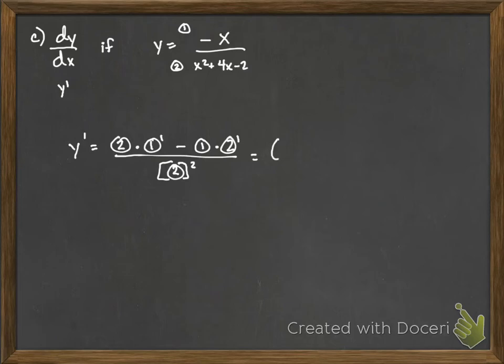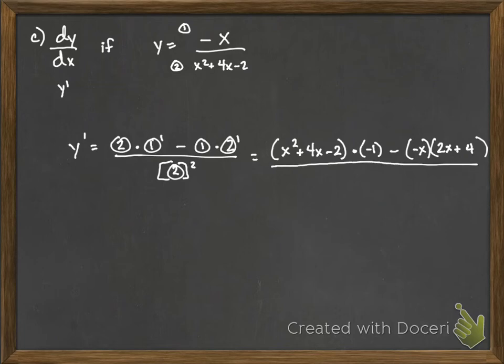So what is 2? 2 is the whole bottom of that fraction, x squared plus 4x minus 2, times the derivative of 1. Well, the derivative of negative x is just negative 1. Minus, now we have 1, which is negative x, times the derivative of the bottom. Well, the derivative of x squared is just 2x, plus the derivative of 4x is just 4. And all that is over x squared plus 4x minus 2, and all that is squared.